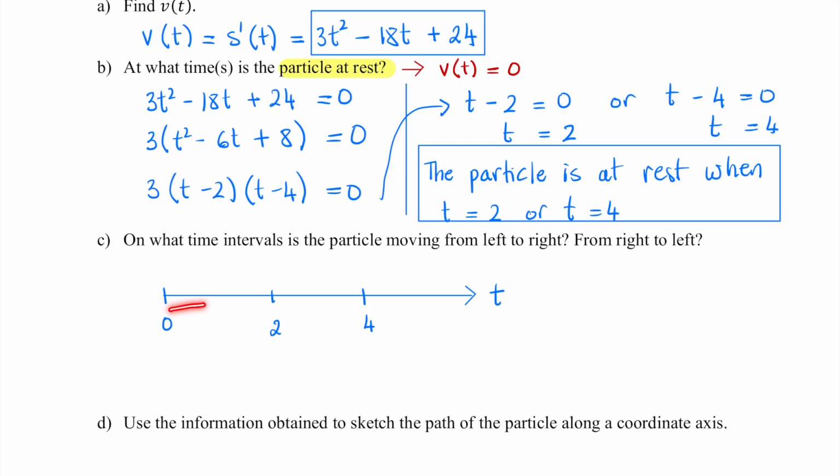When t is in between 0 and 2, we want to know if the velocity is positive or negative. So let's pick a number in between 0 and 2. Say I pick the number 1. This is the factored form of the velocity. So if t is 1, I'll have 1 minus 2, which is negative, and 1 minus 4, which is negative. I'll have 3 times a negative times a negative, which is a positive.